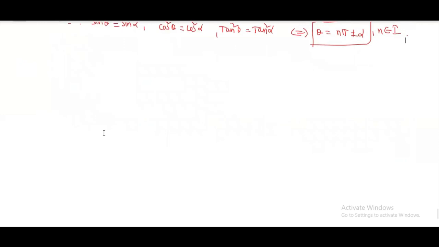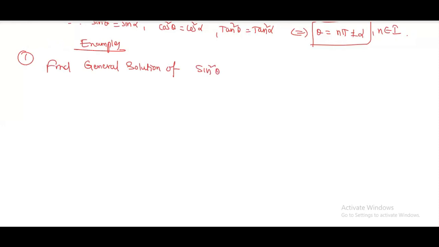So the first question in the examples: find the general solution of sin square theta is equal to 1 by 2. Sin square theta is equal to 1 by 2. So see here, when we can apply this formula, you should understand. Wherever they directly give squares of the trigonometric ratios, it is better to convert them into sin square theta is equal to sin square alpha, or cos square theta is equal to cos square alpha, like that.